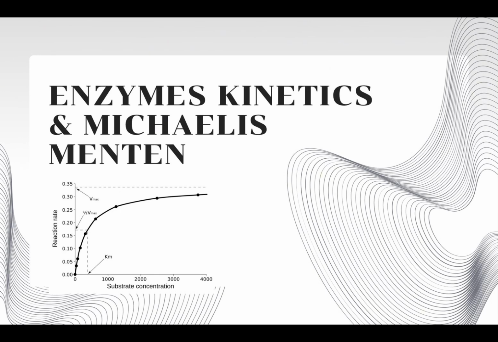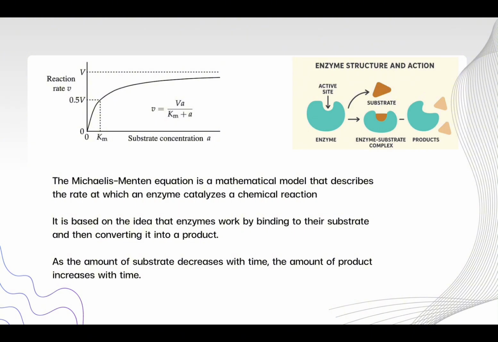So let's get started. The Michaelis-Menten equation is a mathematical model that describes the rate at which an enzyme catalyzes a chemical reaction. It is based on the idea that enzymes work by binding to their substrate, which is the chemical they are acting on, and then converting it into the product. As the amount of substrate decreases with time, the amount of product increases with time.